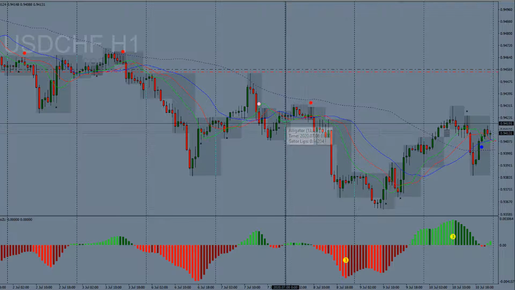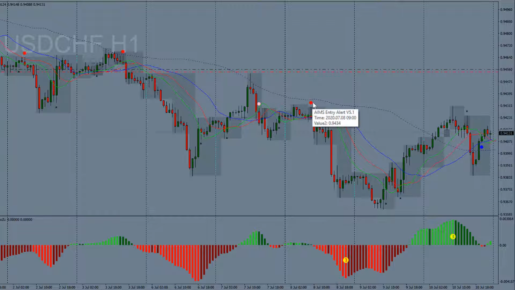But if you waited for it, you have this red dot, the AIMS entry alert, V5.1. We're still using it. V5.1 has been going on since 2013 or 14 or something. No reason to change this. This is a pretty good signal. It alerts me that there is a sleeping alligator situation going on.